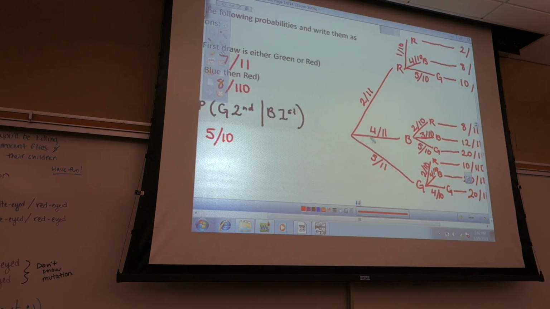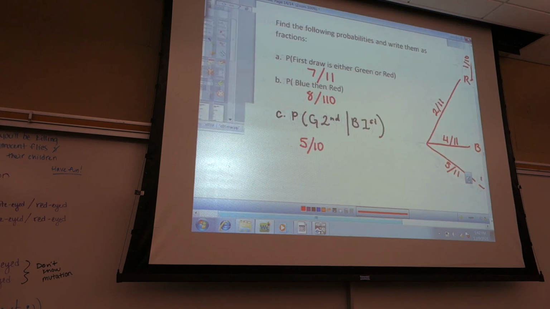So blue and red, that's 4 11ths times 2 tenths. And in case people aren't sure how to do that, 4 11ths times 2 tenths. You multiply the numerators, you multiply the denominators. If you're not sure, use your calculator and you get a decimal, that's fine too. I'm okay with that. Okay.